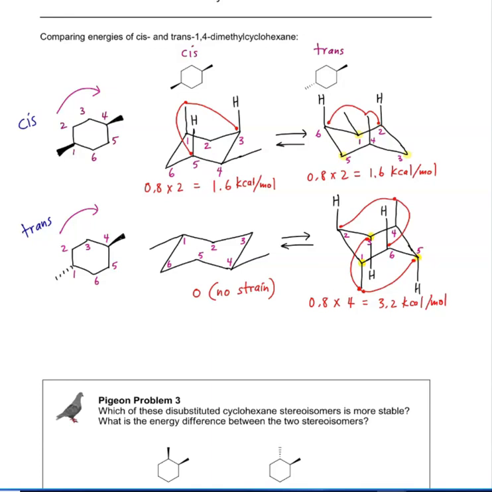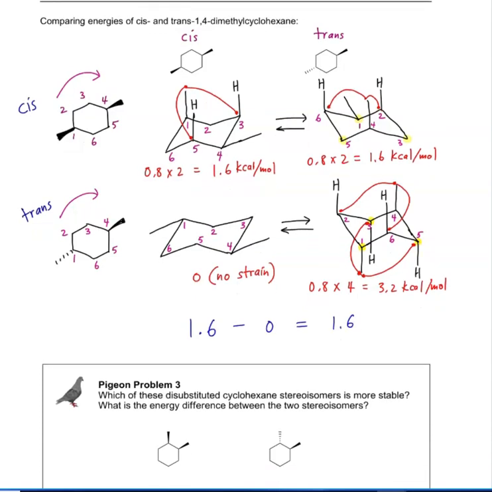So in the cis, both of those conformations have strain energy of 1.6 kilocalories per mole. So there's no getting around it. Whichever one we look at, we still have 1.6 kilocalories per mole. But in the trans, the vast majority of these trans 1,4-dimethylcyclohexane molecules are going to occupy the chair conformation that's shown to the left, the one that has no strain. So we would subtract 0 from the 1.6. That gives us an energy difference between the two of 1.6 kcals per mole.